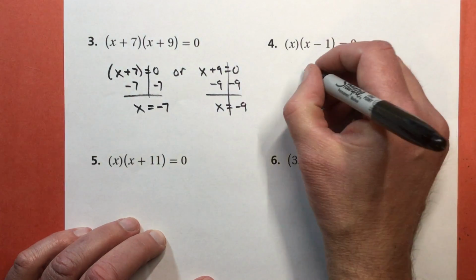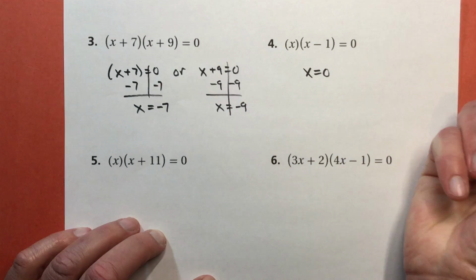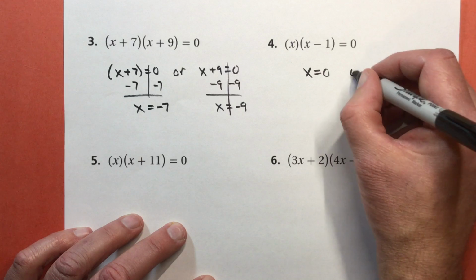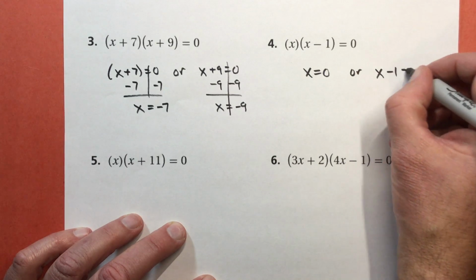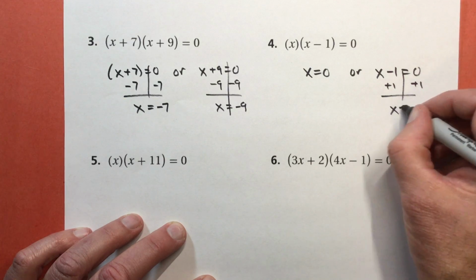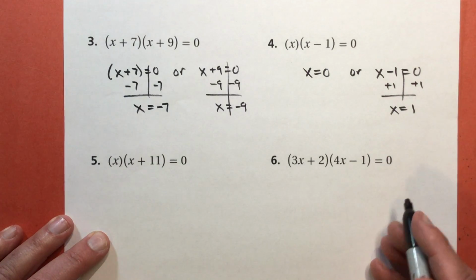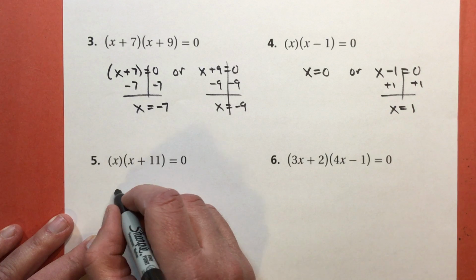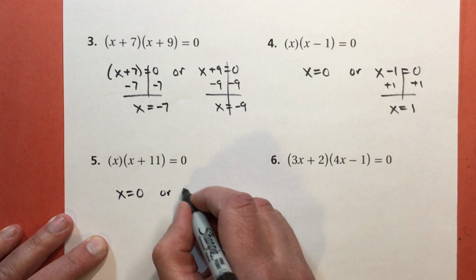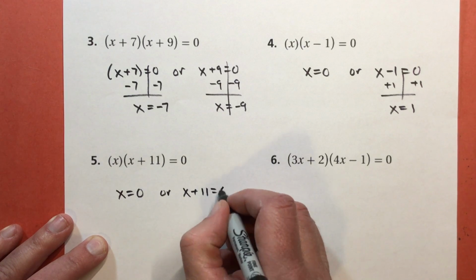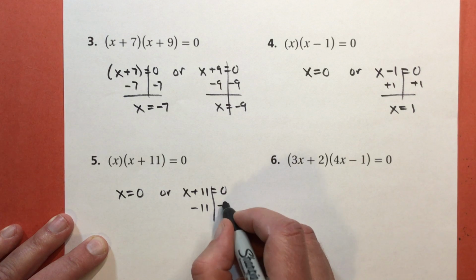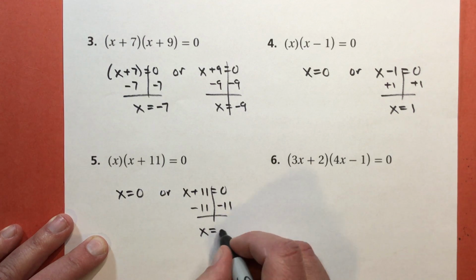Problem number 4. Either x equals 0, so that's done. 0 times negative 1 equals 0. Or x subtract 1 equals 0. Add 1, and I get x equals 1. For number 5, again, I just get x equals 0 for that part. Or x plus 11 equals 0. Let's find out what makes that work. Add negative 11 to both sides, and I get x equals negative 11.